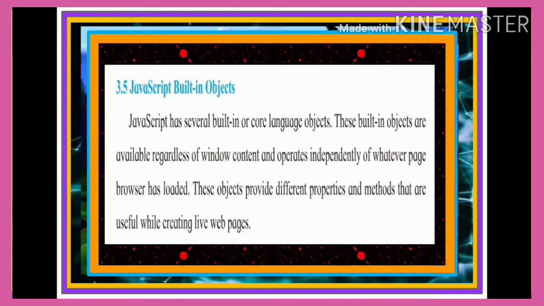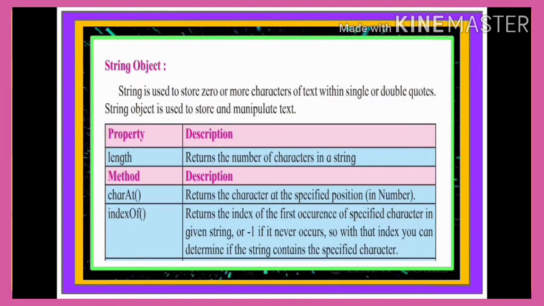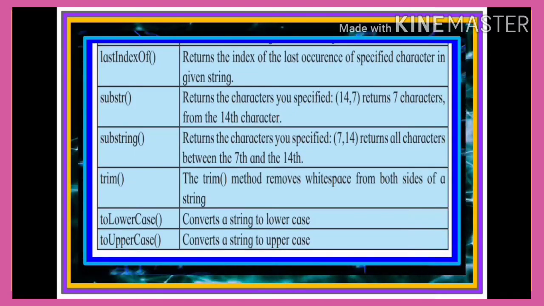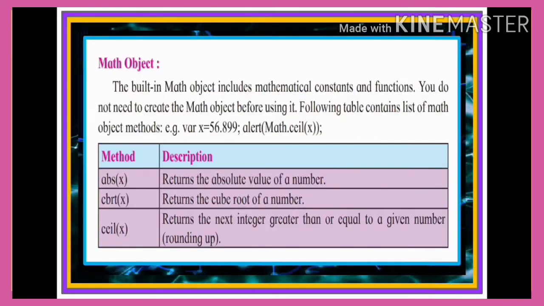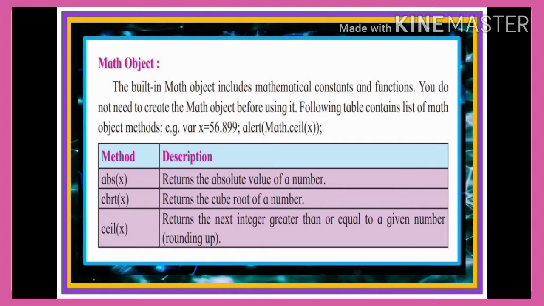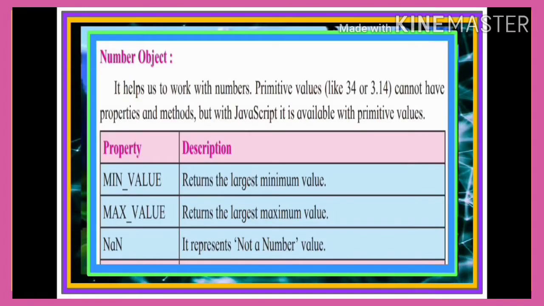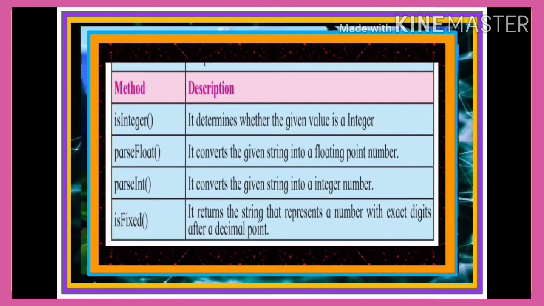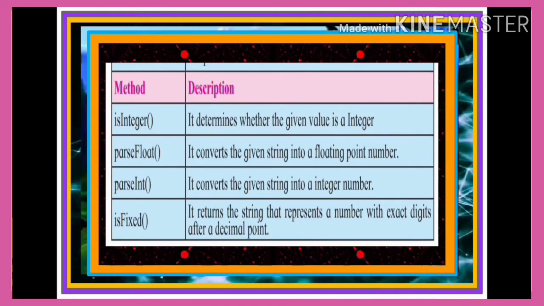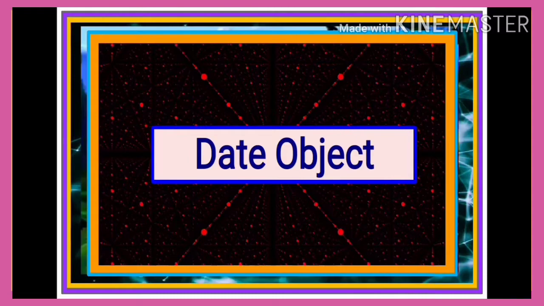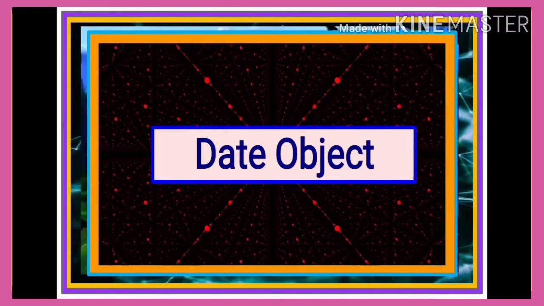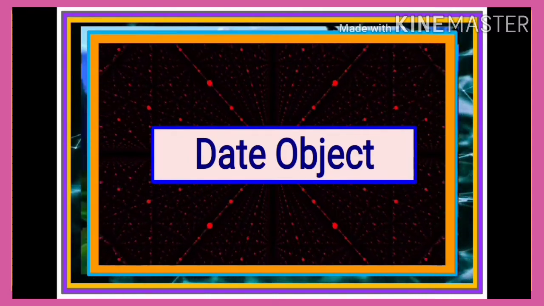JavaScript built-in objects such as string object, property and methods of string objects, match object, methods of match object, number object, properties of number objects, methods of number object with the examples. Now we are going to start our next built-in object, date object.